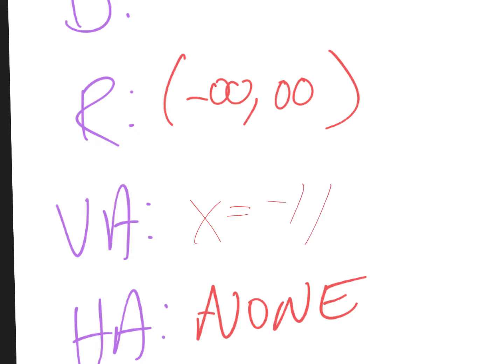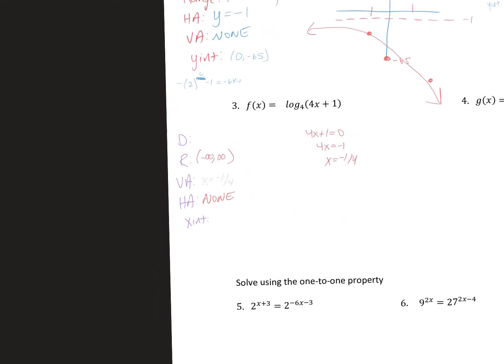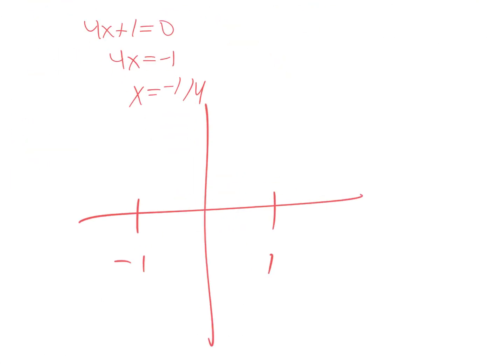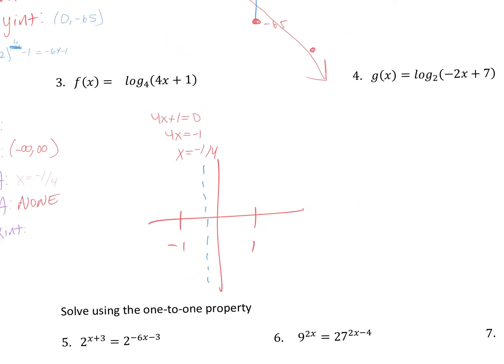So let's talk about our graph for a second. All right, you're going to have to graph this. You guys do not have to have a table of values for this one because you don't know how to do that yet. So here's -1, here's 0, here's +1. My asymptote is at -1/4. It's to the left side of 0, right?